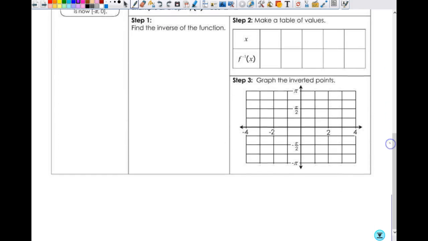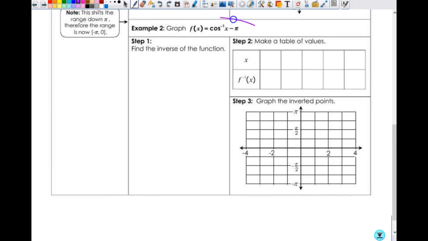Yeah, the table, you don't need it. Oh, I do need to see what the function is though. There we go. So this is all we care about right here. So the cosine inverse of x minus pi. So what's the transformation that's happening here? We go down pi. If there were parentheses here, they would, but it's not. So it's down. So we're going to go down pi.